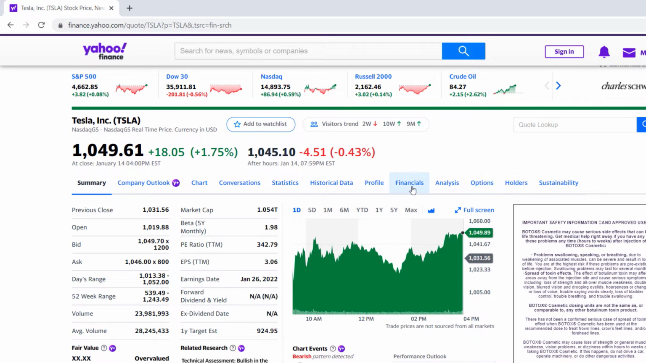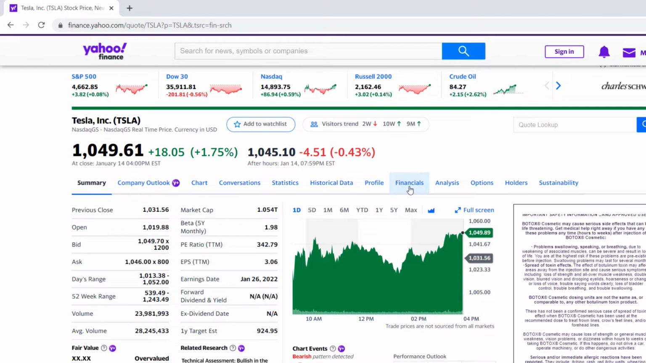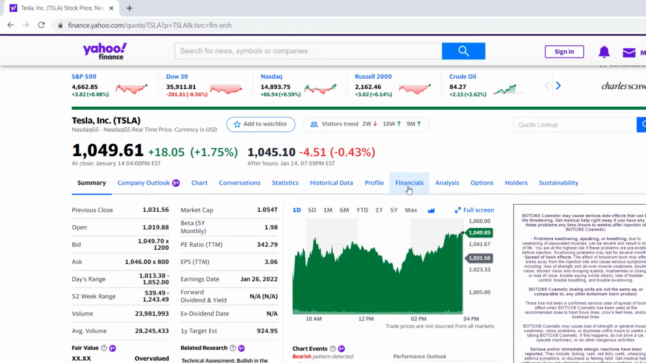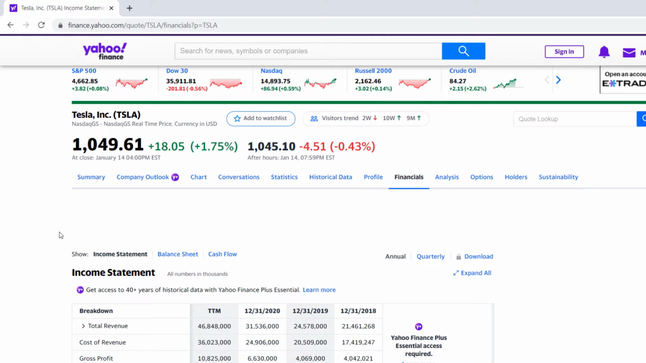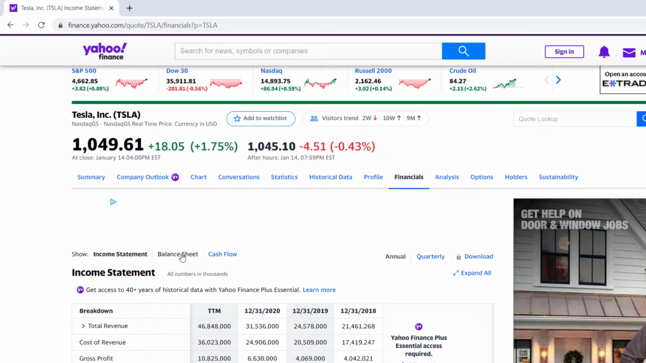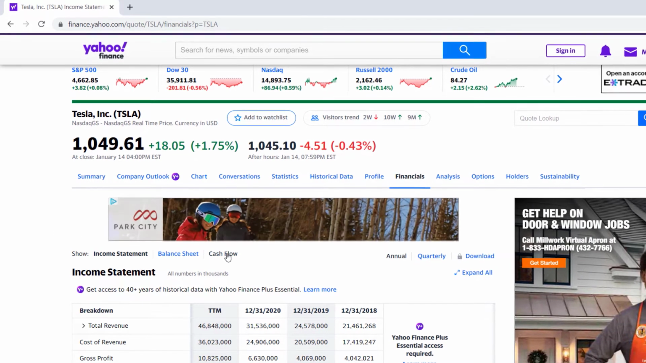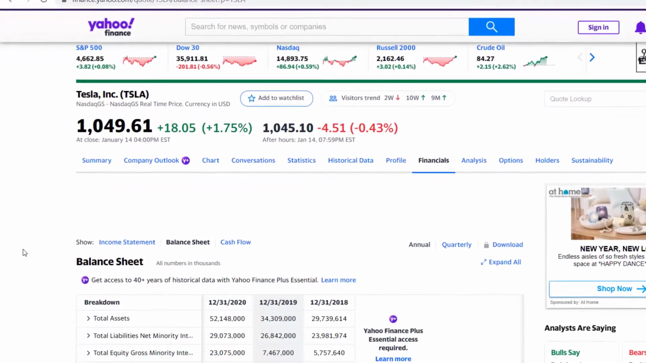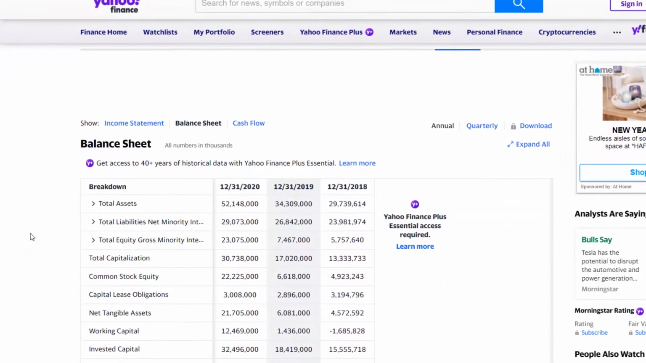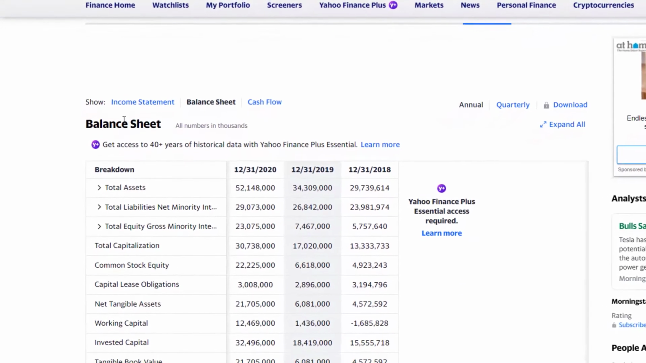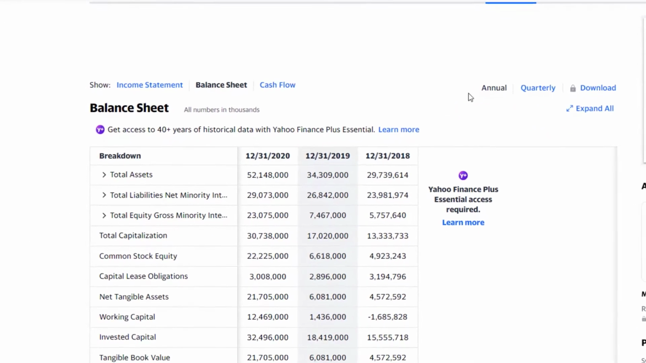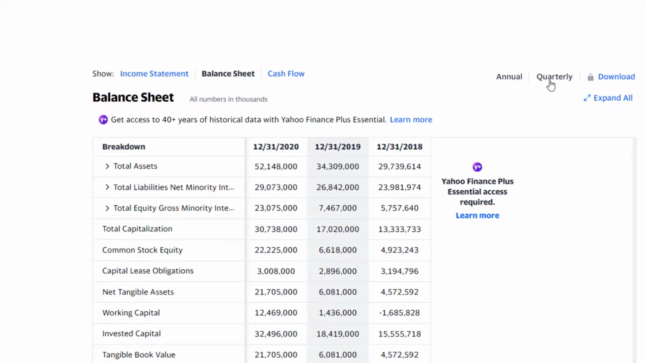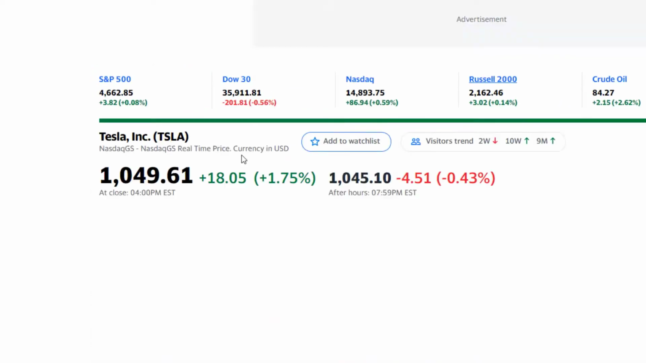To find the financial statements, like balance sheets, income statements, all that, we're going to go under financials here. And then we're going to go to balance sheet. You've got income statement, balance sheet, and cash flow. So we want to look at the balance sheet in this section here. So let's take a look at the balance sheet. And you'll see this is the balance sheet for Tesla. You can look at it either on an annual basis or a quarterly basis. It defaults to annual here.